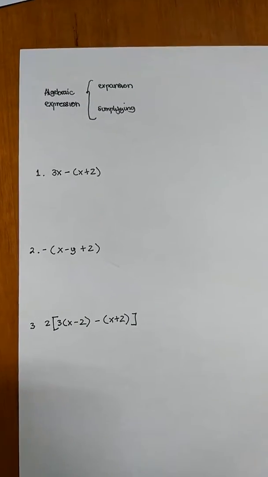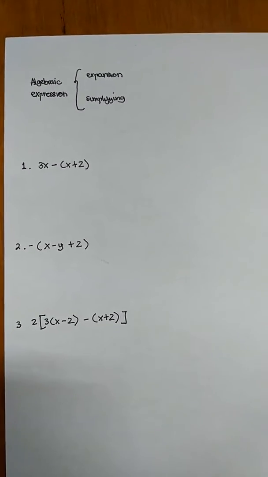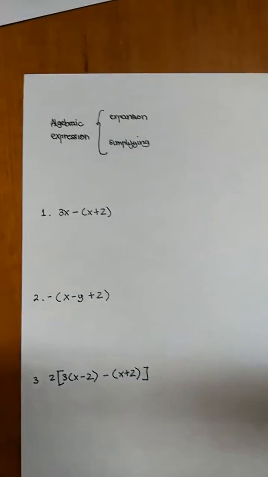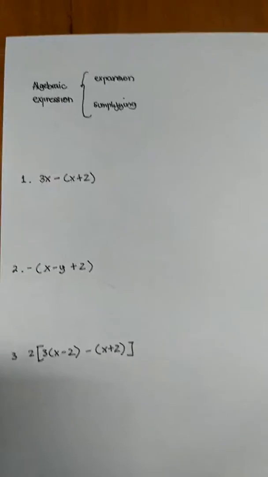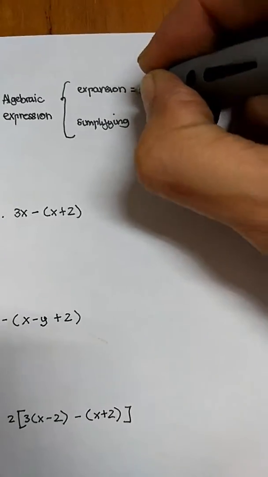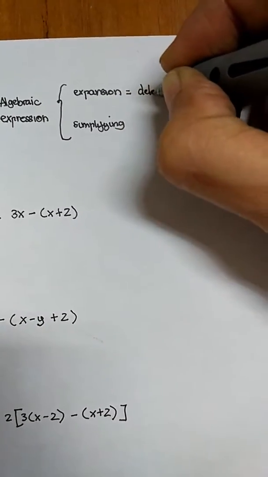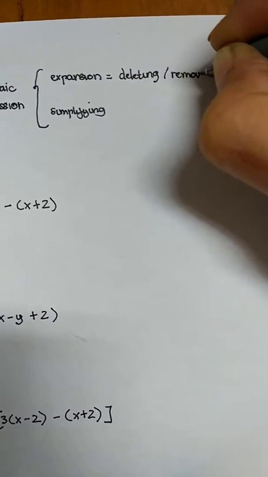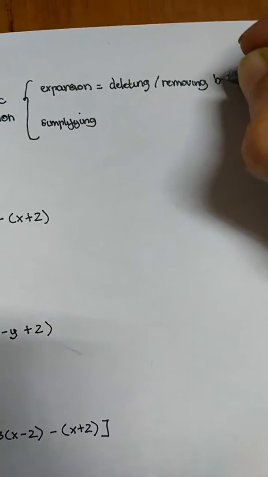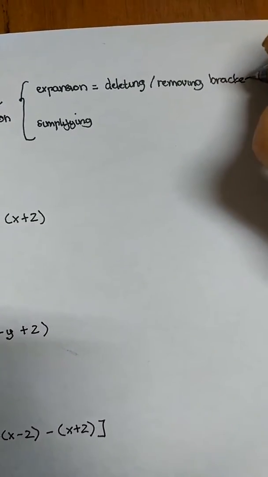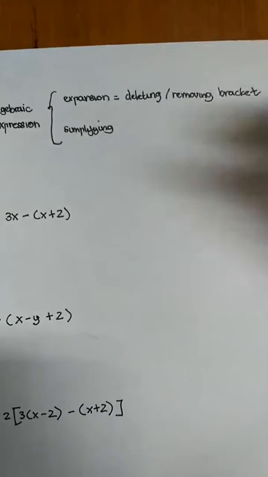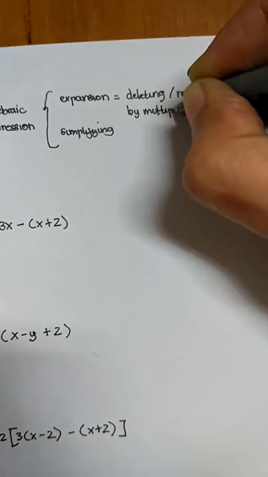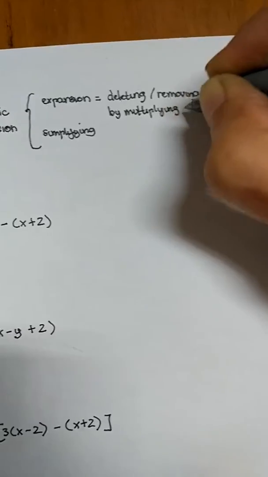Okay, so we will learn about expansion and simplifying related to the algebraic expression. Now, based on my own definition, I would say expansion is about deleting or removing brackets. By what? By multiplying terms.